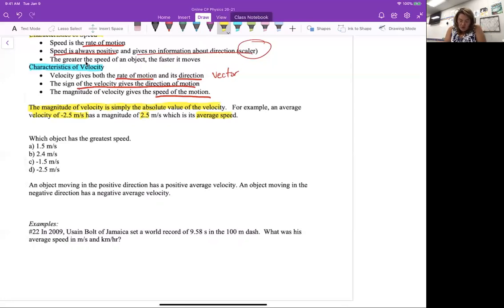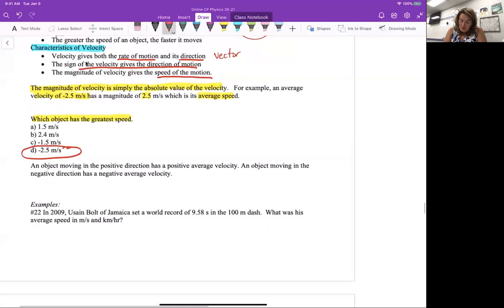All right, which object has the greatest speed? 1.5, 2.4, negative 1.5, negative 2.5, and those are all in meters per second. If you were to answer just based on the fact that, oh, maybe B because it's a positive 2.4, you would be incorrect, because I asked for the speed. So you've got to take the magnitude. Just drop the negatives and think about which one is traveling the fastest. Don't worry about the direction. The negative is just the direction. In this case, the one traveling with the greatest speed is the 2.5 meters per second to the left, assuming left is negative.